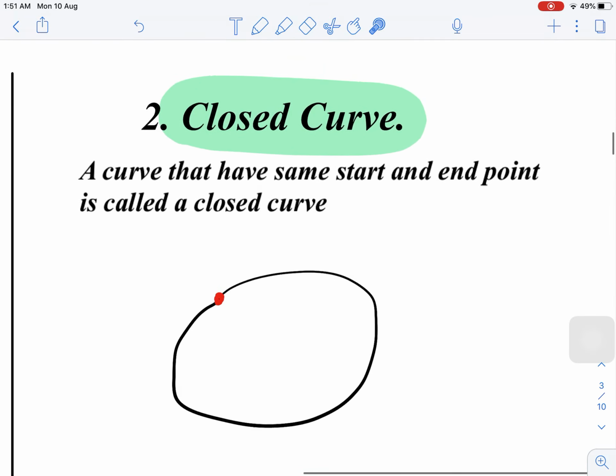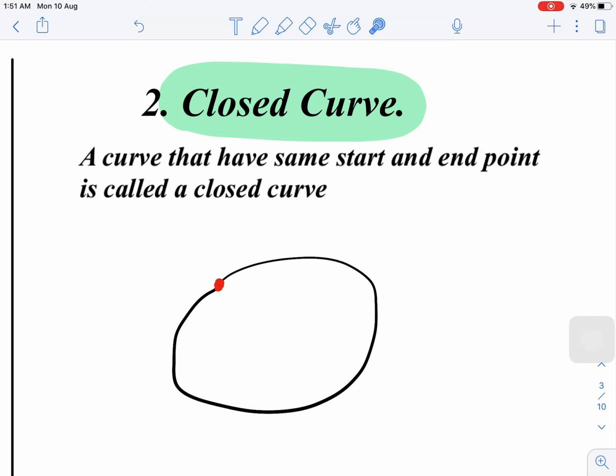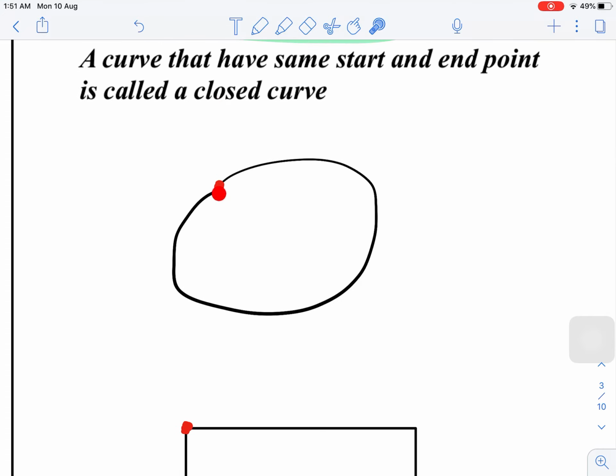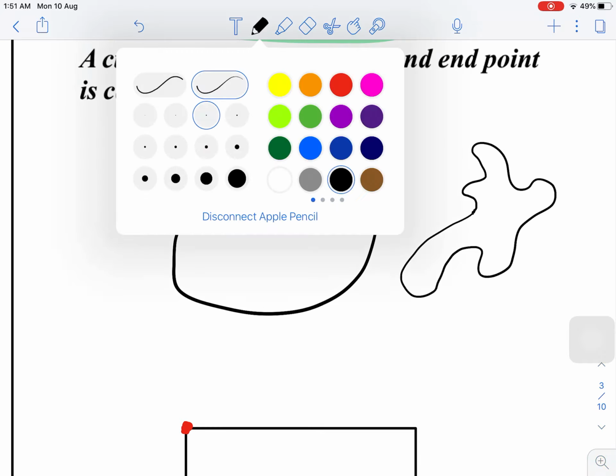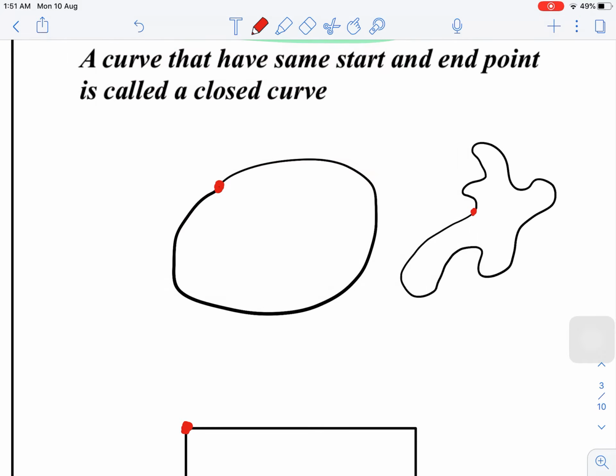Okay, so now what is a closed curve? A closed curve is a curve that has the same start and end point. Now if you look at this figure, it is starting from here, it goes and again it ends at the same point. Let us consider one more figure. Suppose if I start here, if I go round and round and then I come again over here, so my start and end point both are here. Okay, so I can say that this one is also a curve. But what type of curve? It is a closed curve. Why? Because the start and the end points are the same.